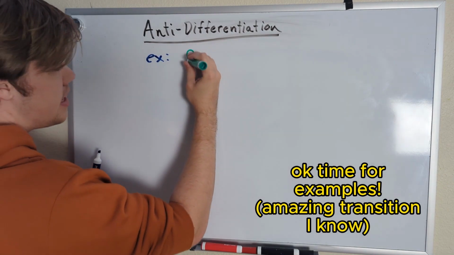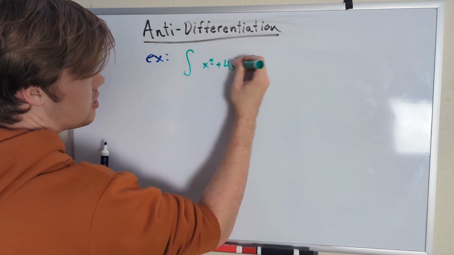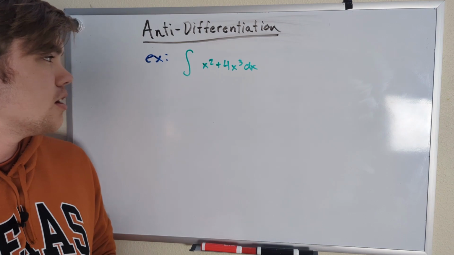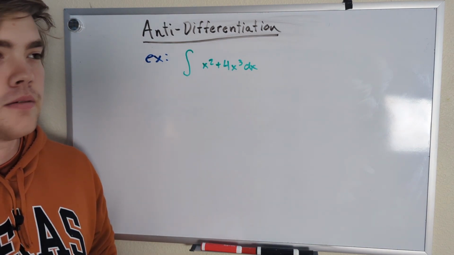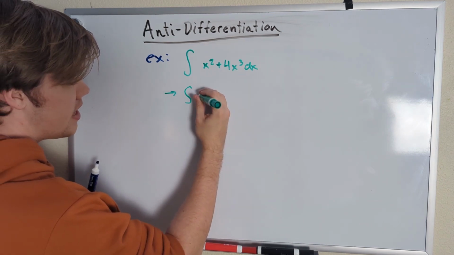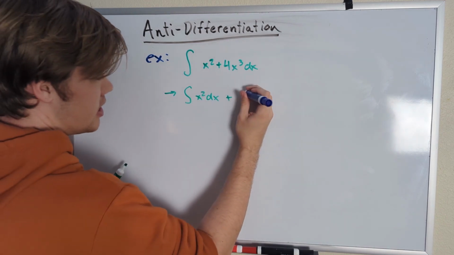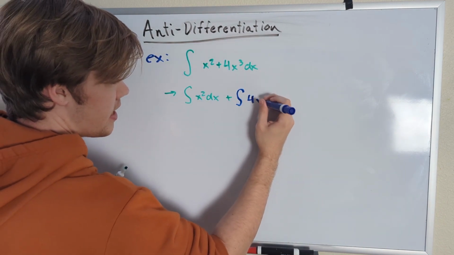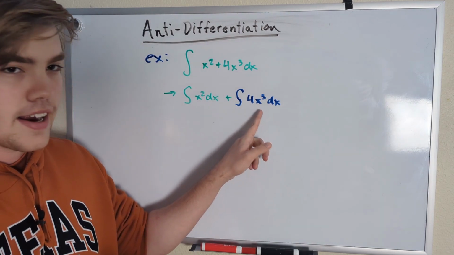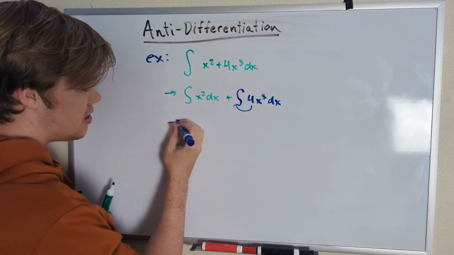Let's say we wanted to find the antiderivative of x squared plus 4x cubed dx. What would that equal? Well, there's two things we can do here. One, we have this addition sign that we can split by, so let's do that first. Let's change this into the antiderivative of x squared dx plus the antiderivative of 4x cubed dx. Now we also have a constant being multiplied by our entire function, so let's pull that 4 out to the front and change our function into this.